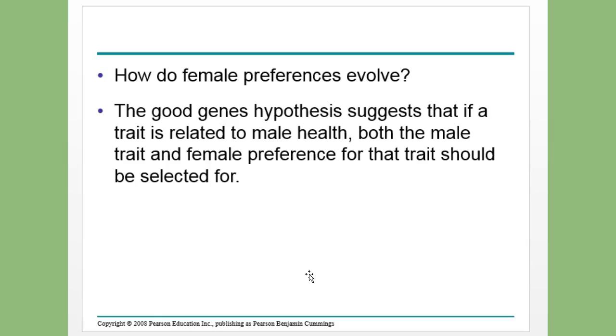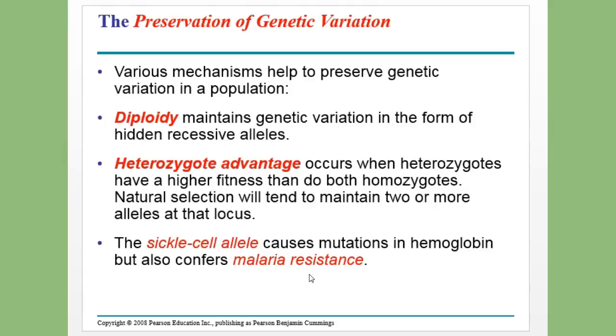Alright, so how do female preferences evolve? The good gene hypothesis suggests that if a trait is related to male health, both the male trait and female preference for that trait should be selected for.